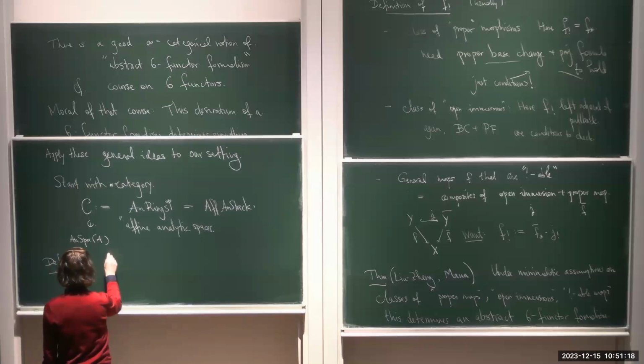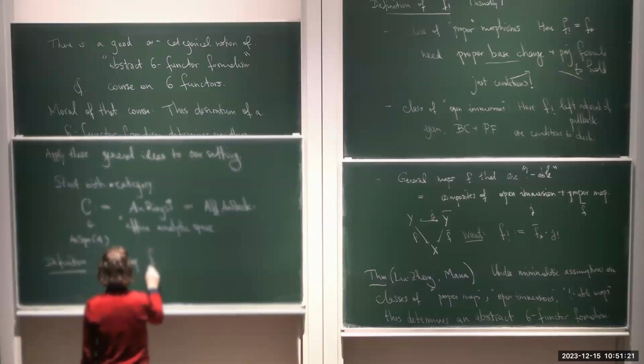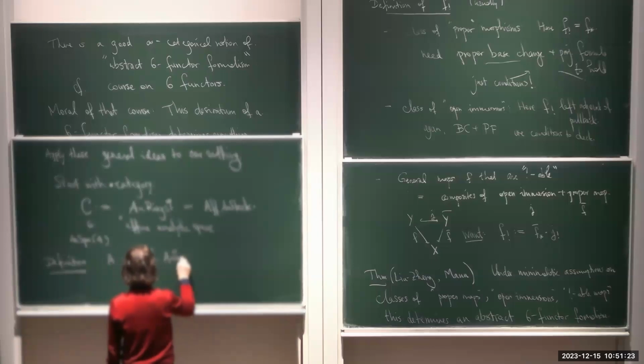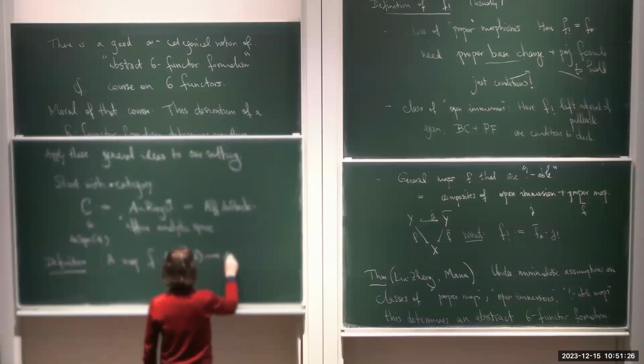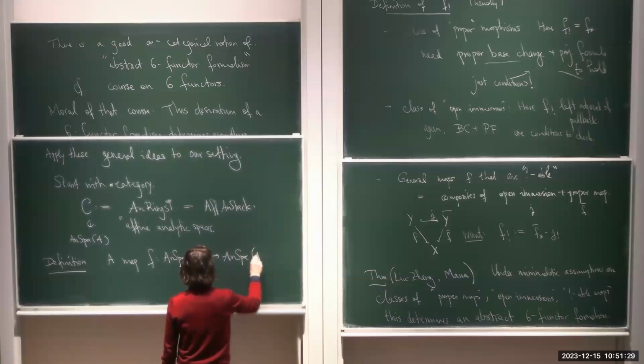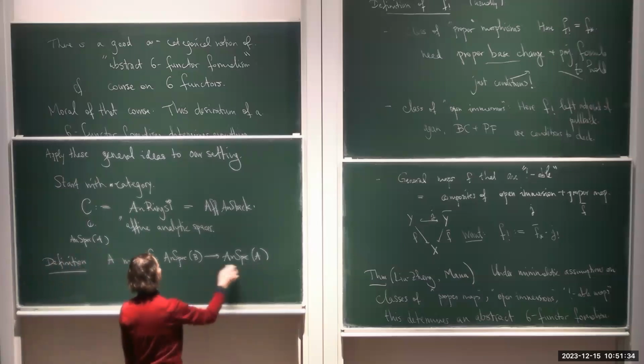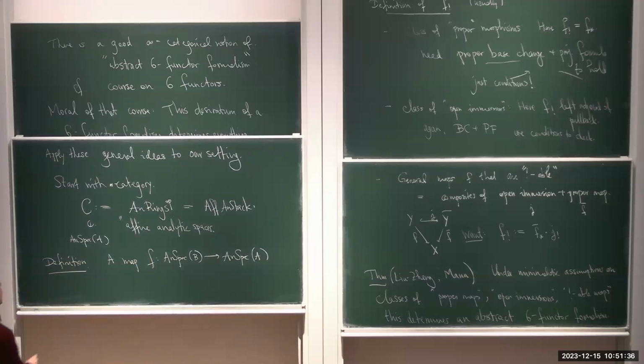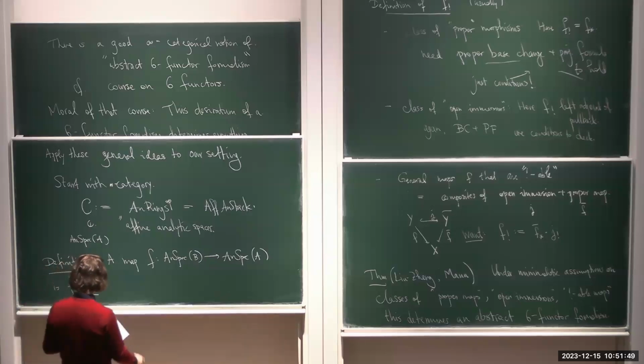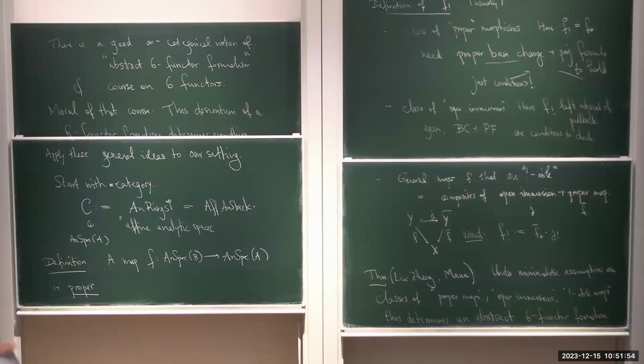Definition. A map f: Spec B to Spec A, in other words, the map of analytic rings from A to B, is proper. So usually you would expect that this is virtually never the case, or only for finite maps. Now it will be a rather general thing, okay? So this notion of properness is different from the usual one you use in algebraic geometry.